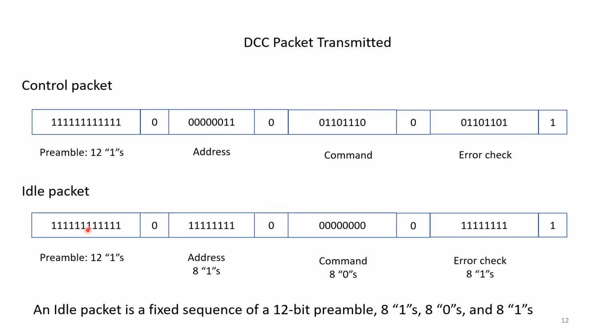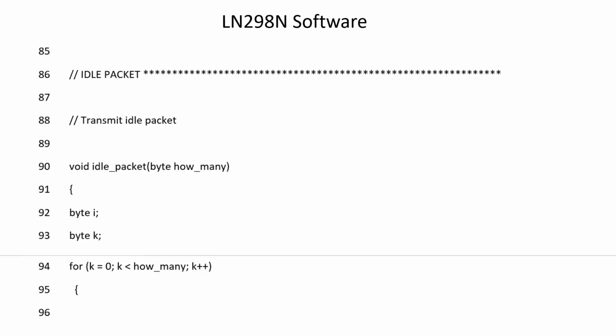The idle packet has a different format. The preamble is the same, 12 ones followed by a 0. The address, unlike the train control packet, is 8 ones, all ones, followed by a 0. The command is all zeros, 8 zeros, followed by a 0, and the error check is calculated to be all ones. At the end of the idle packet, we transmit a digital 1 in DCC to signify the end of the idle packet.